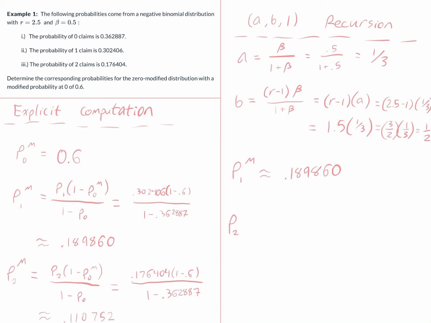Next, we can use the recursion principle to figure out what our modified probability of 2 losses is. And we know that this is going to be the probability of 1 loss under the modified distribution times A plus B over 2. And that 2 comes from this. So we can plug in what we have. That's approximately this value, 0.189860, plus our A and B.